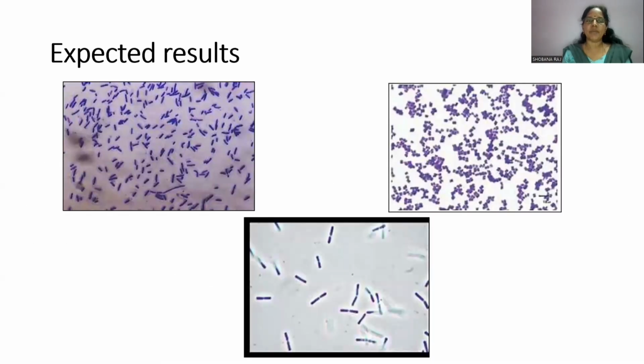So this is the expected result after performing the experiment. Here you can see only the shape of the bacteria, such as rod shaped and coccus shaped, and here also you can see the rod shaped bacteria. So only the shape, size and arrangement of bacteria can be visualized by this simple staining method.